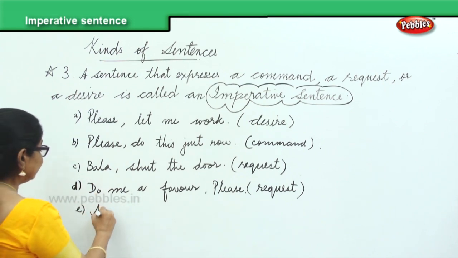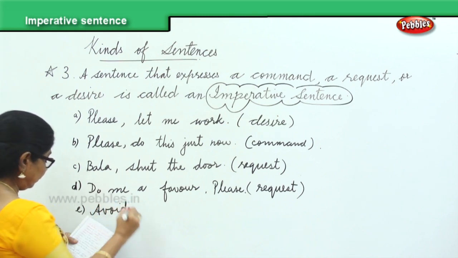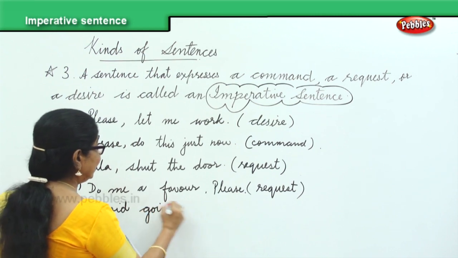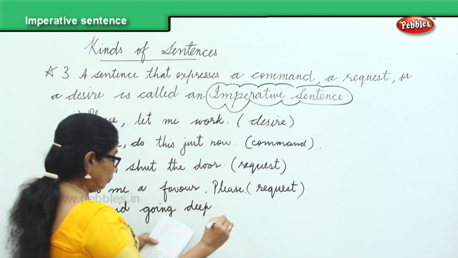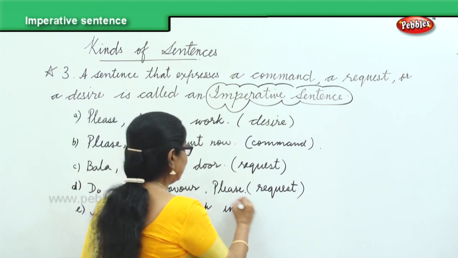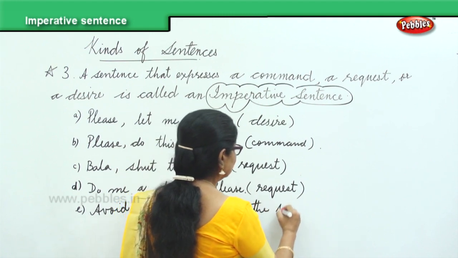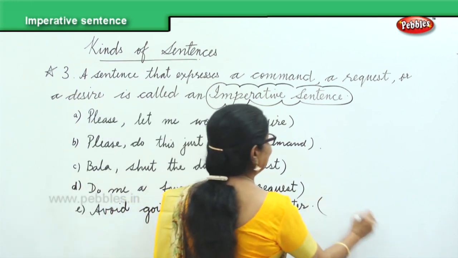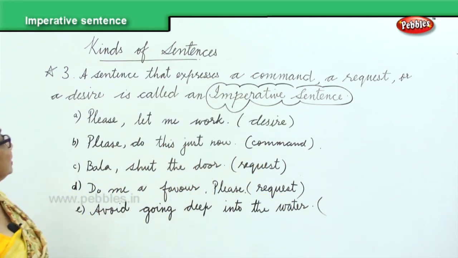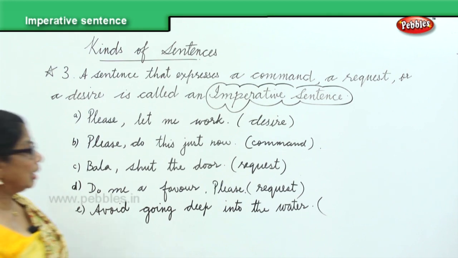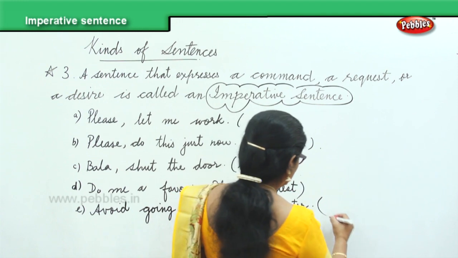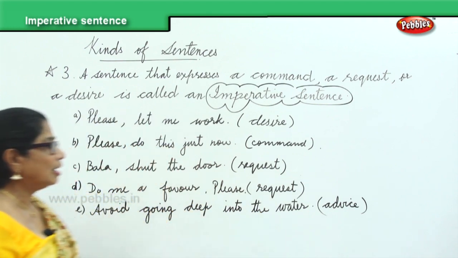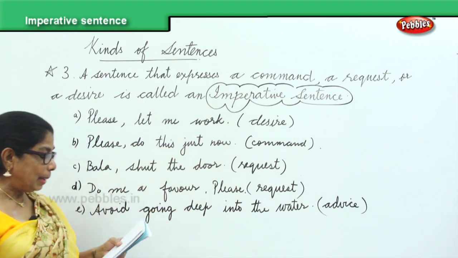Okay. Next. Avoid going deep into the sea or into the water. Avoid going deep into the water. What is that? Advice. A command or advice. Okay. You're giving advice. Request, advice, desire, command, request. All these are imperative sentences.